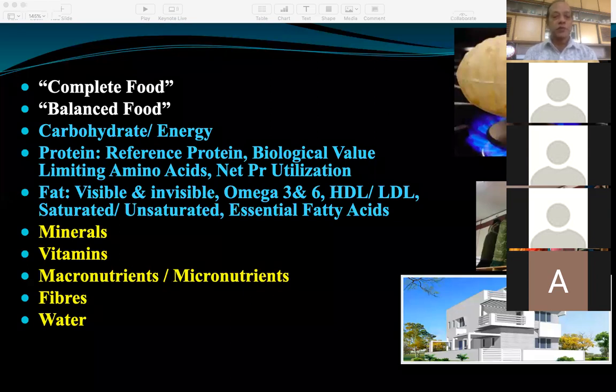Then nutrition requires minerals, vitamins, macronutrients and micronutrients. There is another classification nowadays coming, type 1 food and type 2 food. Then fibers, and of course water is an important component of any food.